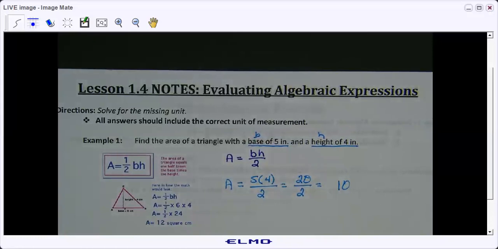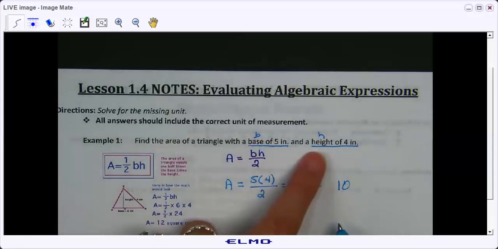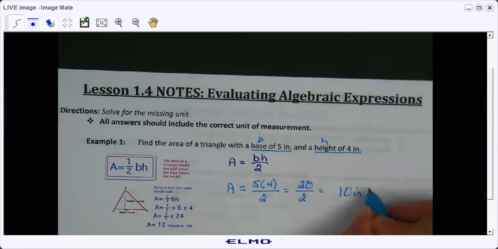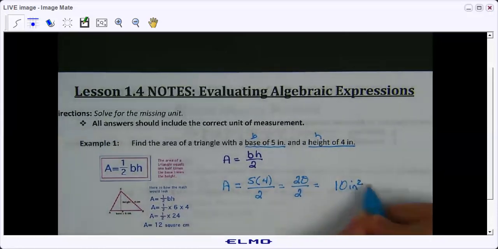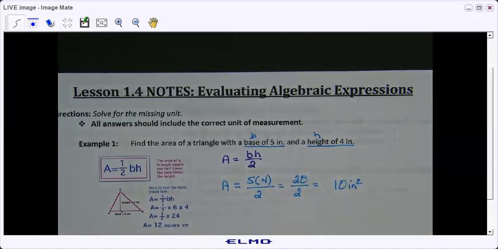The last thing you need to do is add your units. Our units in this case are inches, but in area, we have to tack on the squared unit. The way that you can remember this is when you're finding area, you're multiplying 2 values together, so you're going to have a square unit. And in volume, you're multiplying 3 together, so you're going to have a cubed unit. And then do not forget to box your answer, okay?